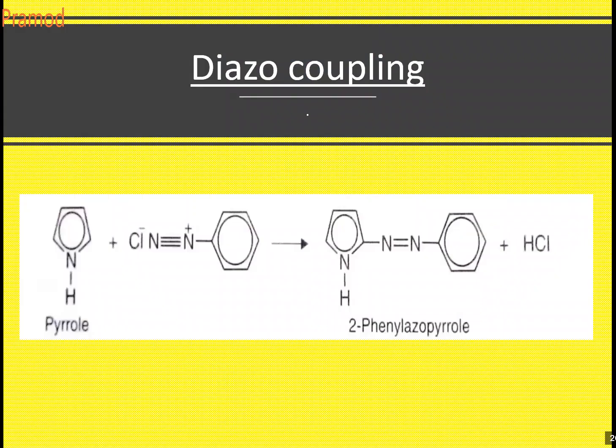It also undergoes diazonium coupling. Why? Because it has an electron-rich position at the second position. Basically, it undergoes diazo coupling at the second position to form 2-phenyl azo pyrrole, because of the increased electron density at the second position. When you see the resonance structure, there is an increased electron density at the second position. That's why it undergoes azo coupling to give 2-phenyl azo pyrrole.